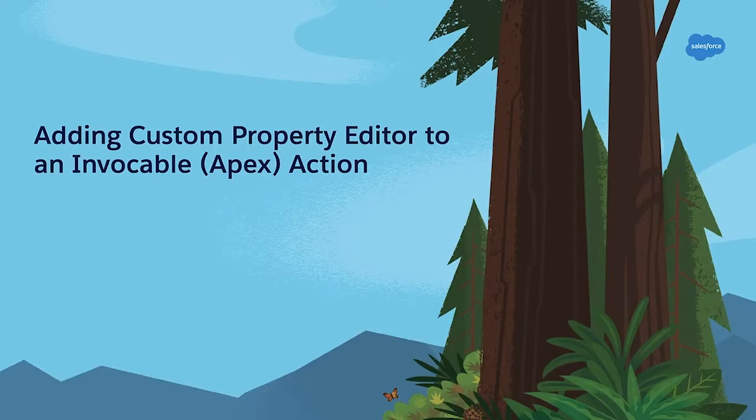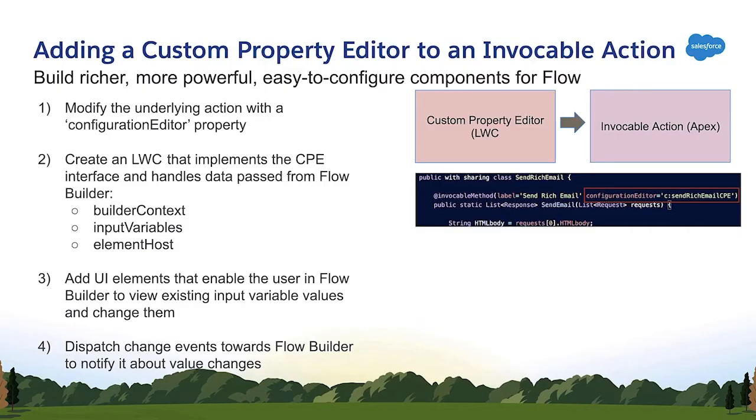So let's dig a little deeper on how to build these. First, I'm going to focus on building them for an invocable action. All you do to connect an LWC to an invocable action is add this new configuration editor property to the invocable method annotation in your Apex code. You can see that it references a namespace component and it calls your Lightning Web component.